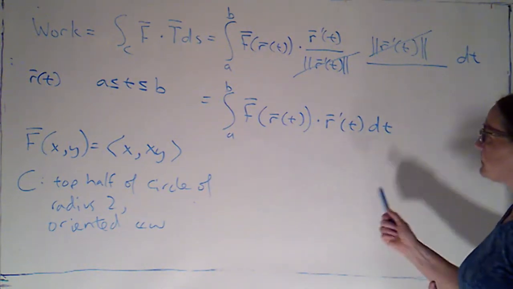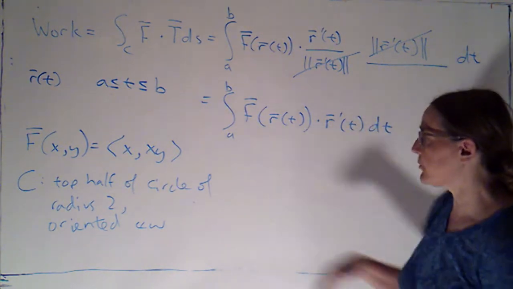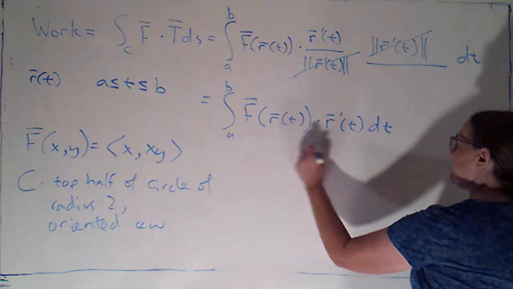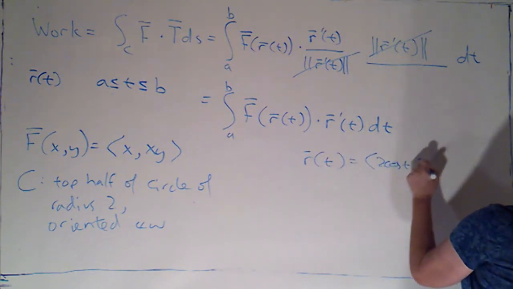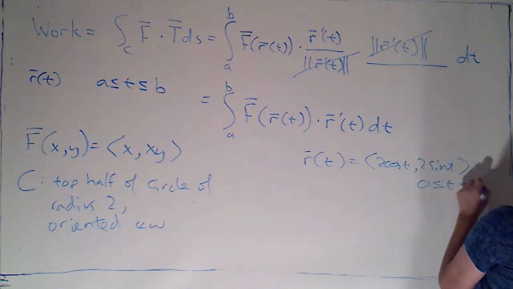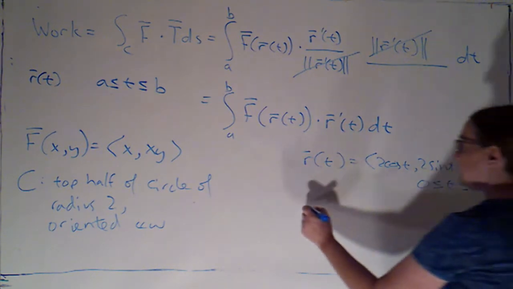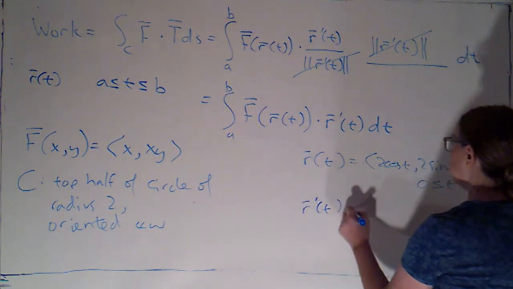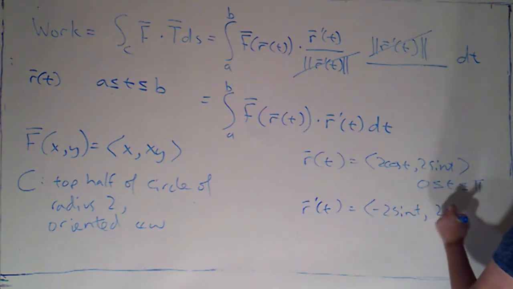Okay, excellent. So if I have this, I'm going to go ahead and parameterize my circle. I think I'm going to go with r of t equals 2 cosine t, 2 sine t, 0 less than or equal to t, less than or equal to pi, because I only want the top half of that circle. Okay. That means r prime of t is going to equal negative 2 sine t, 2 cosine t.